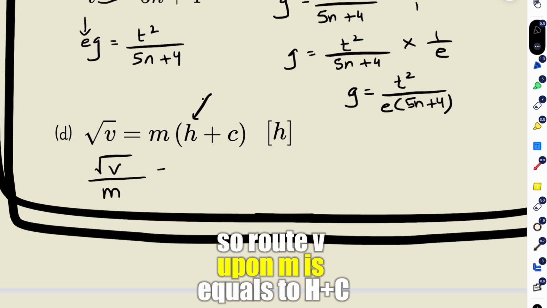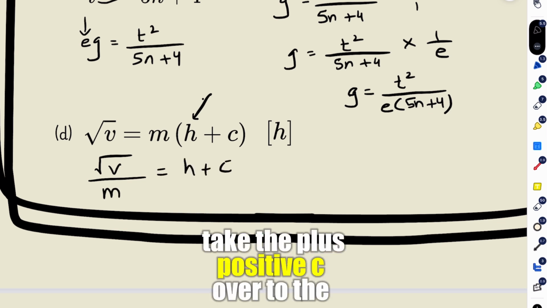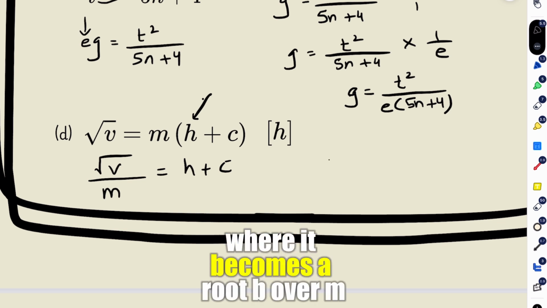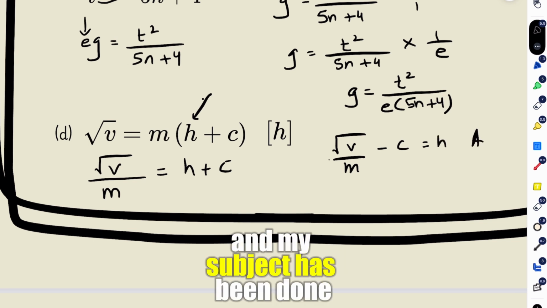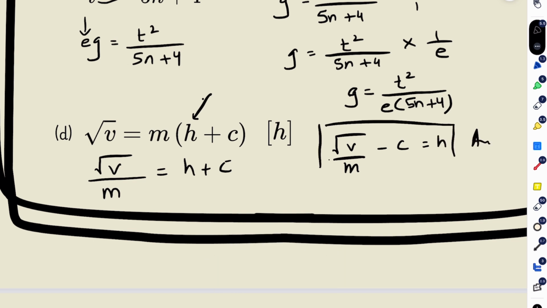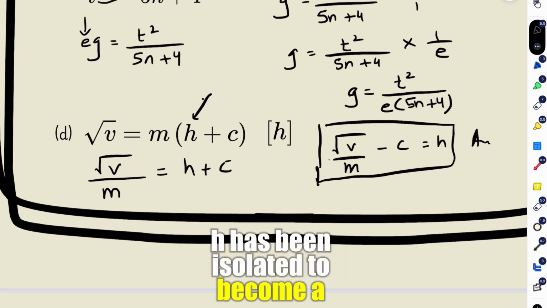So root V upon m is equals to h plus c. Take the positive c over to the other side where it becomes a root v over m, subtract c is equals to h, and my subject has been done. H has been isolated to become a subject.